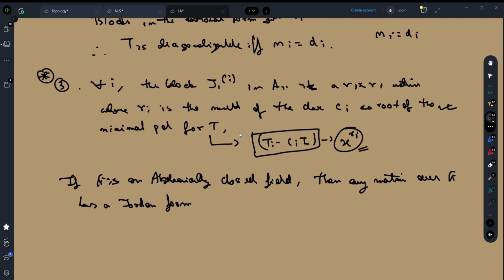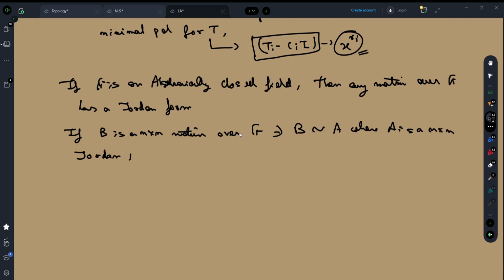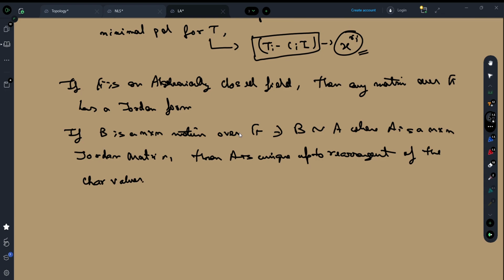And we also get a result that if we have an n cross n matrix over an algebraically closed field F such that it's similar to an n cross n Jordan matrix, then the Jordan matrix is unique up to rearrangement of the order of its characteristic values. So if I phrase this, if B is an n cross n matrix over a field F such that B is similar to A, where A is an n cross n Jordan matrix, then A is unique up to rearrangement of the characteristic values. This we saw in the previous observation.